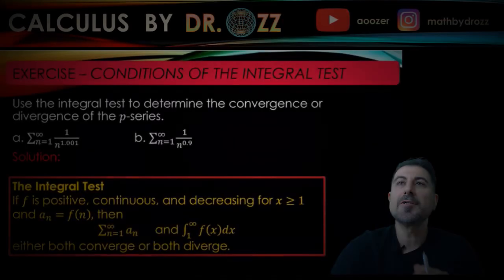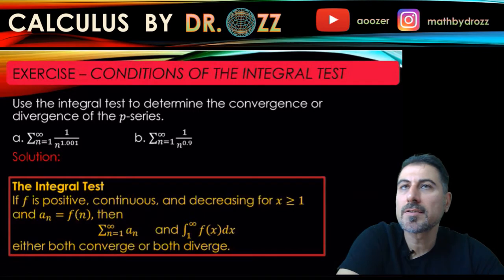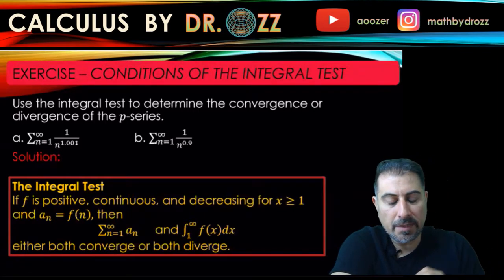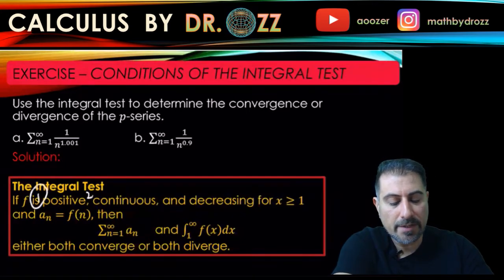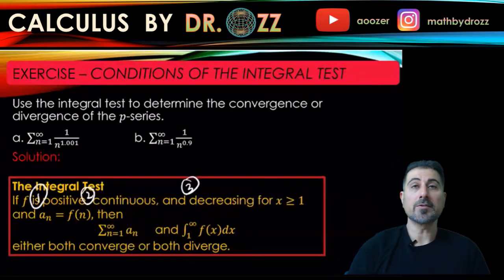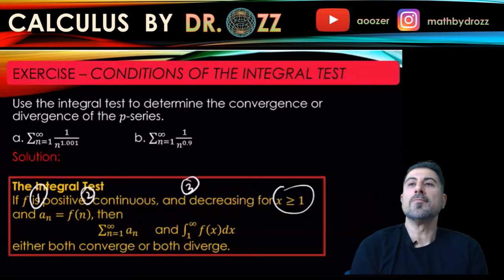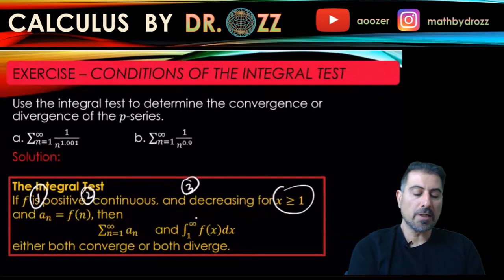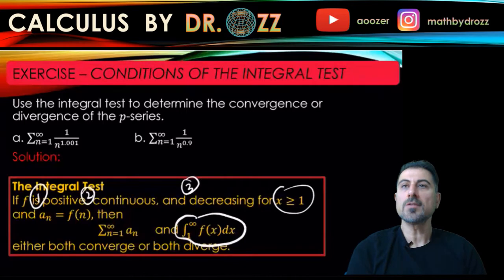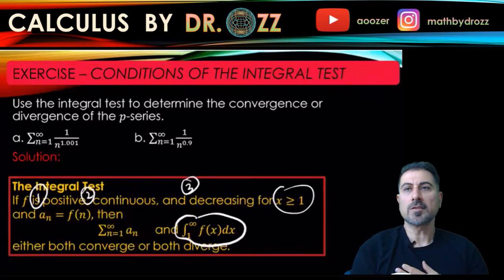So let's recall what the integral test is all about. Here's a description of that. We have three conditions to check. One is f being positive, two, f being continuous, three, f being decreasing for x greater than or equal to 1. And then we'll look at the improper integral in terms of its convergence. If it's convergent, then the infinite series is convergent. And if it's divergent, the infinite series is divergent.